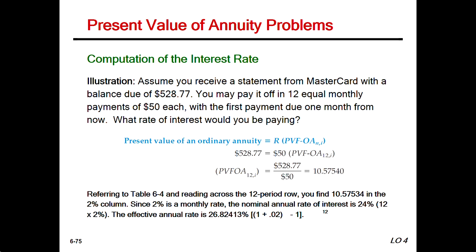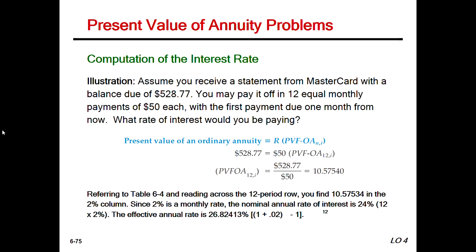528.77 equals $50 times the present value factor. So we're going to divide 528.77 by 50 to get a present value factor of 10.575. The first payment is due 1 month from now, so this would be an ordinary annuity. So we'd look at the ordinary annuity table to find this interest rate. We won't have this interest rate on our table.